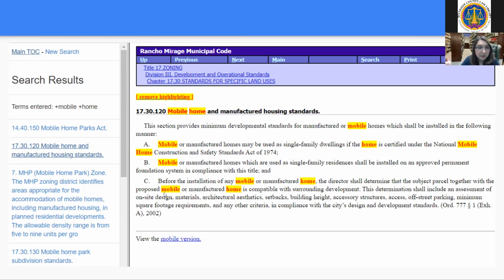So as you can see, there are standards, but they don't list them as they did in the previous code that we were looking at, right? Instead, they mention the National Mobile Home Construction and Safety Standards Act of 1974. So to me, as a researcher, I have to go a step further and try to find this act to see if it has the same requirements as the previous code that we saw earlier for the state of California.